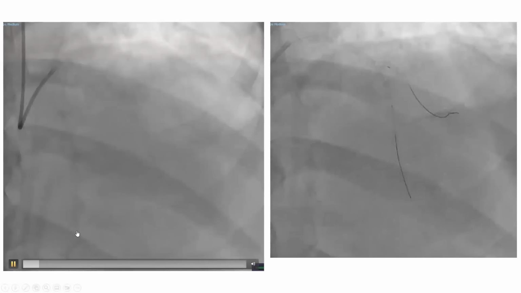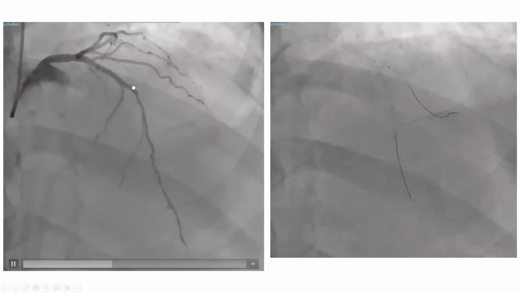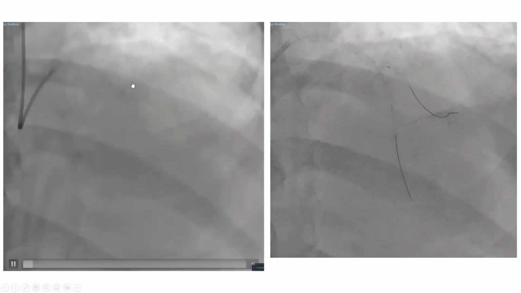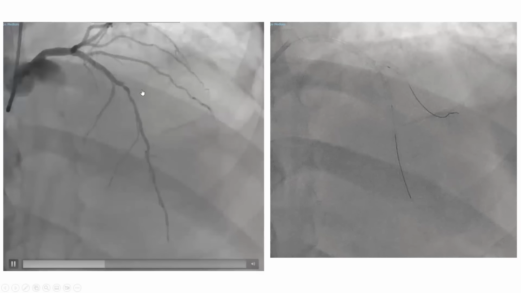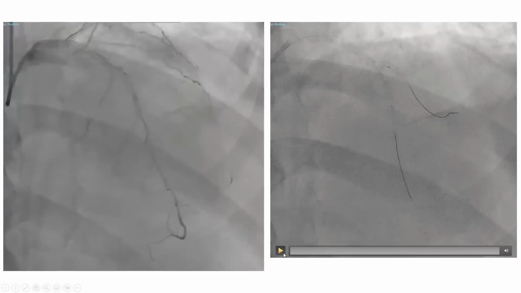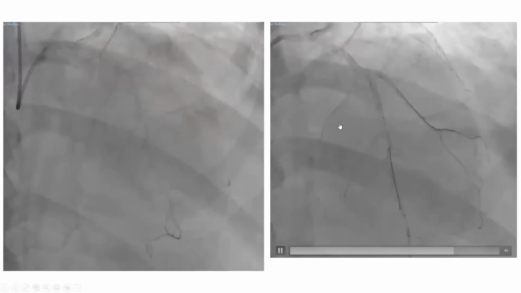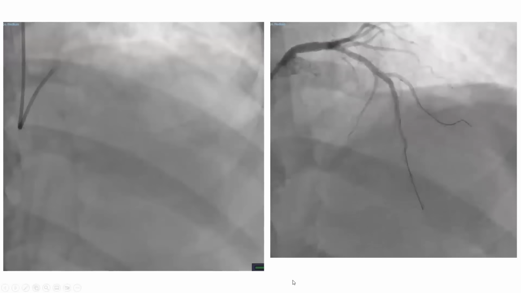So we cath this patient urgently, and indeed, he had an occluded diagonal. You see his stump here. Occluded diagonal, and he also had severe LAD disease. So we did stent both using a TAP 2-stent strategy.